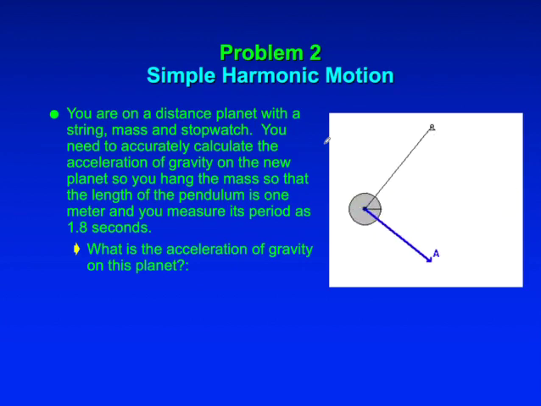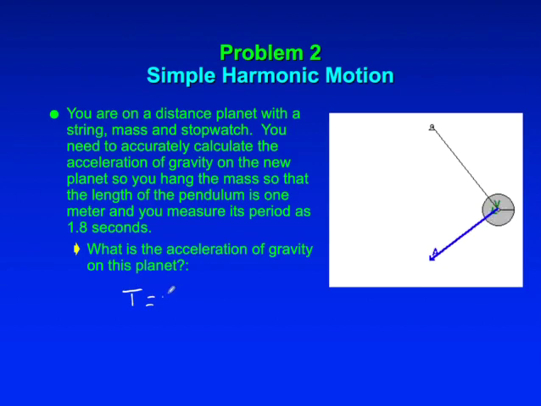Take another look at this one. You're on a distant planet, it's supposed to be distant planet, not distance planet, with the string, mass and stopwatch. You need to calculate the acceleration of gravity on the new planet. So how do you do it? Well, you hang it down. So the length of your pendulum is 1 meter, and you measure the period at 1.8 seconds. What's the acceleration of gravity on this planet?